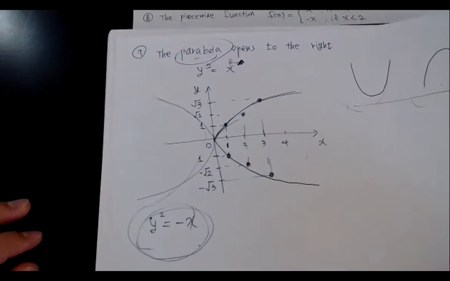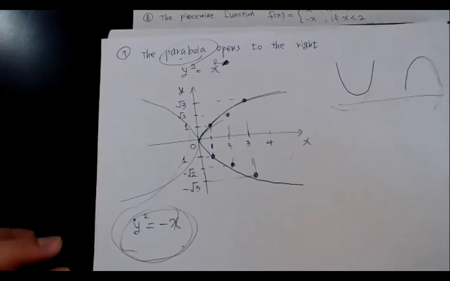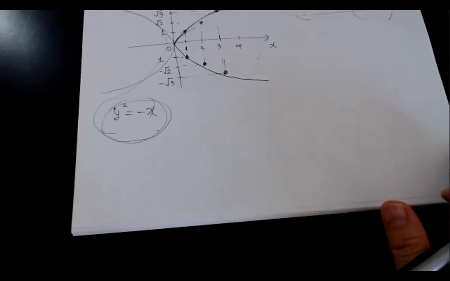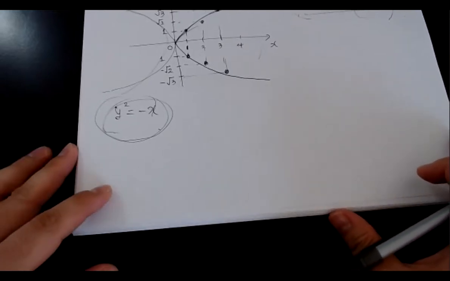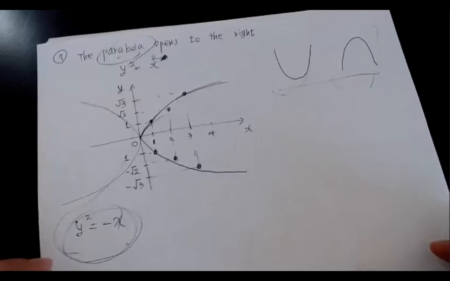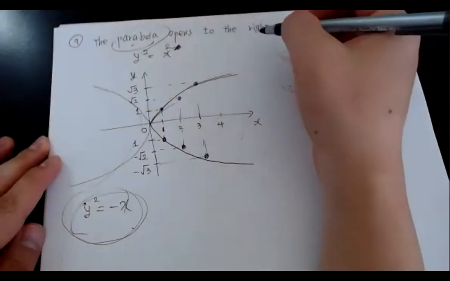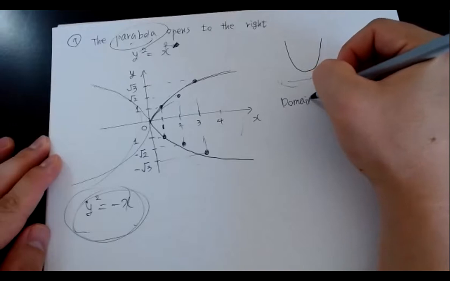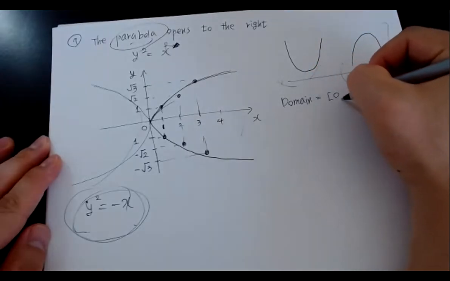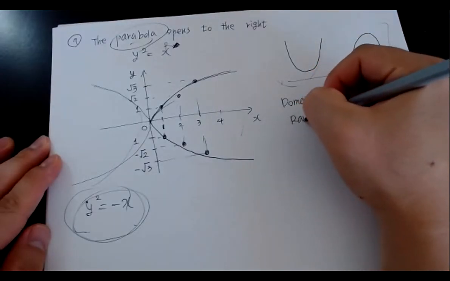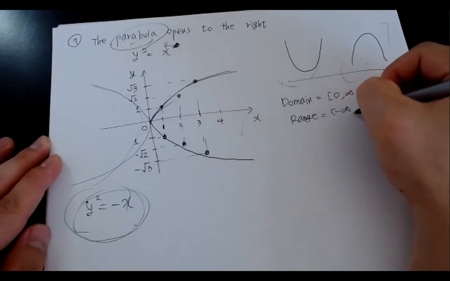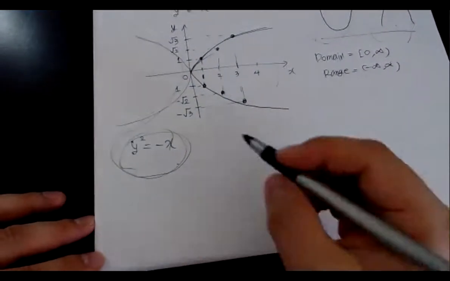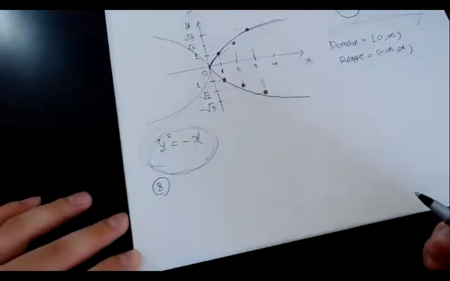So the last one is piecewise function. We saw one specific example of a piecewise function, which is the absolute value function. Oh, sorry. By the way, we didn't get the domain and range for the parabola that opens to the right. So here the domain must be 0 to infinity, and the range is going to be negative infinity to infinity.